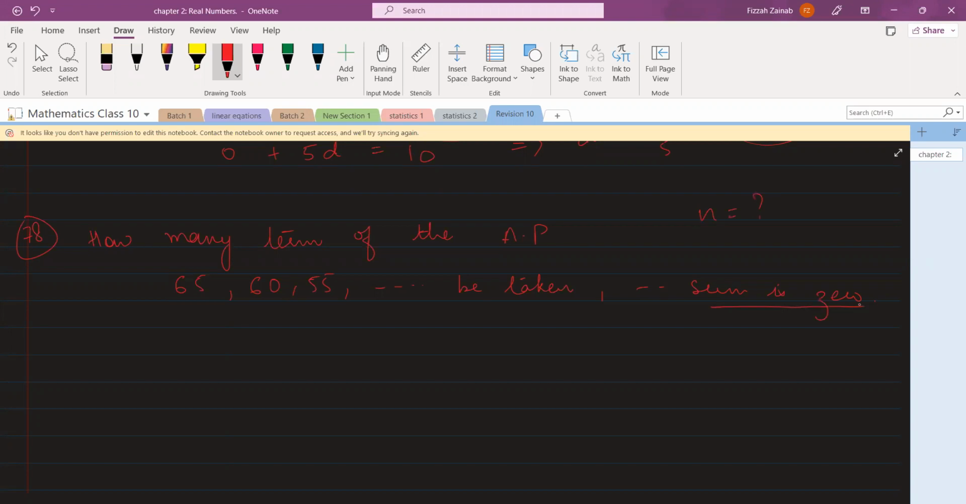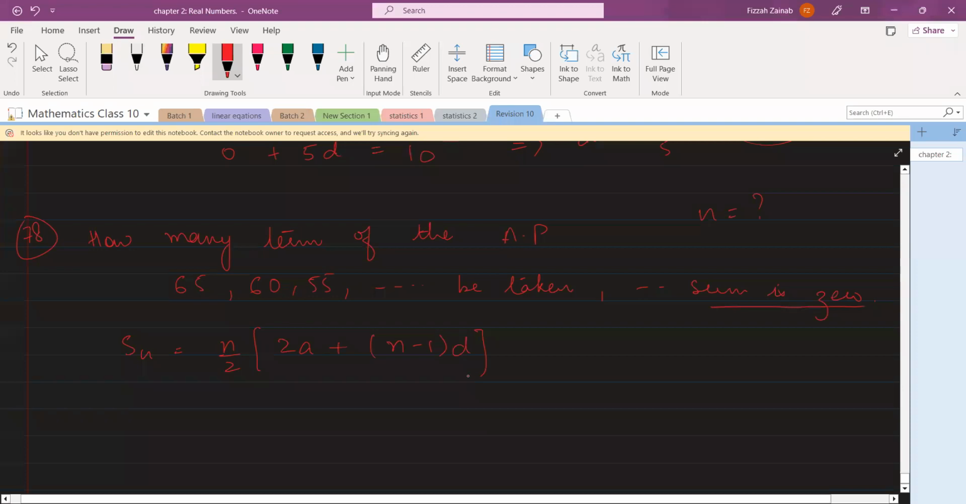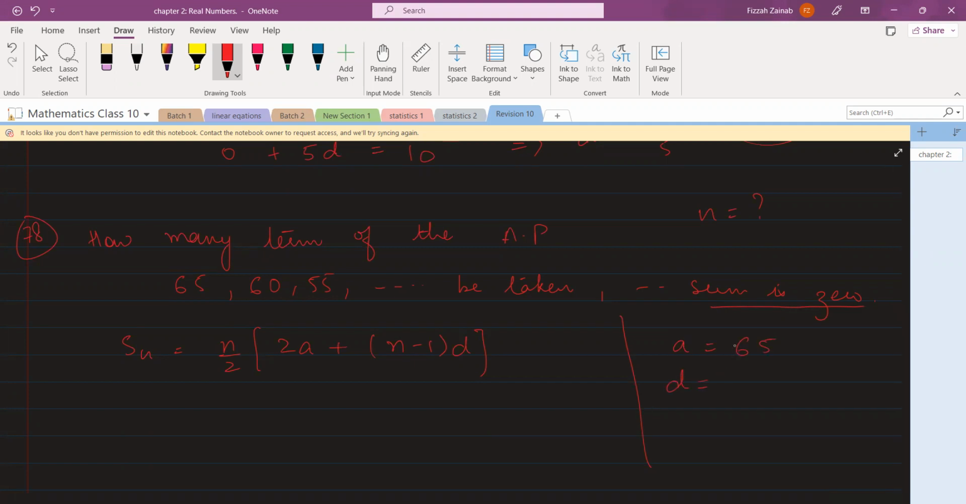So you use the formula for Sn. Sn is n by 2 into 2a plus n minus 1 into d, right? So let us find out how much is a and d. So a is 65, the first term, and d is 60 minus 65, so that means minus 5. Is that okay?